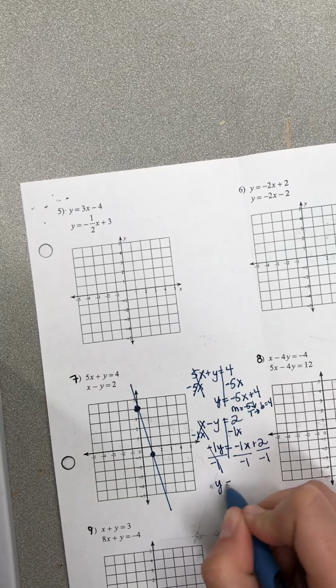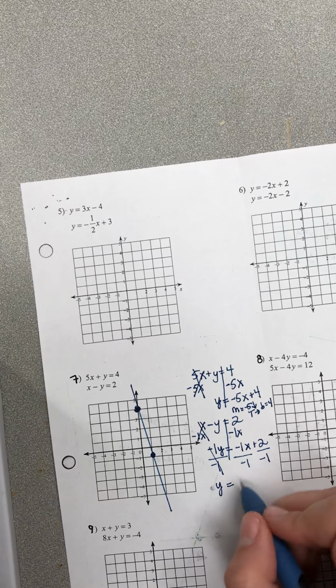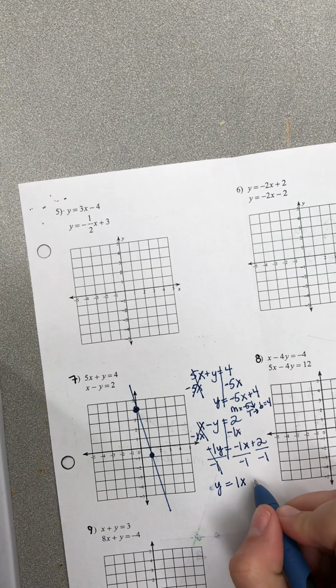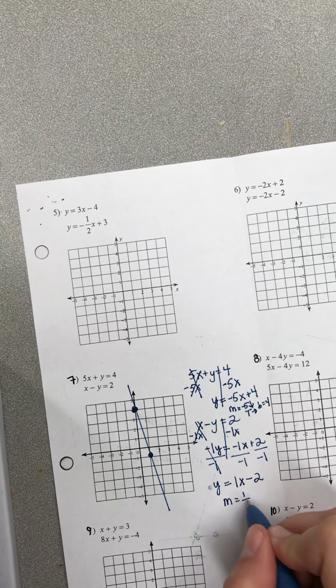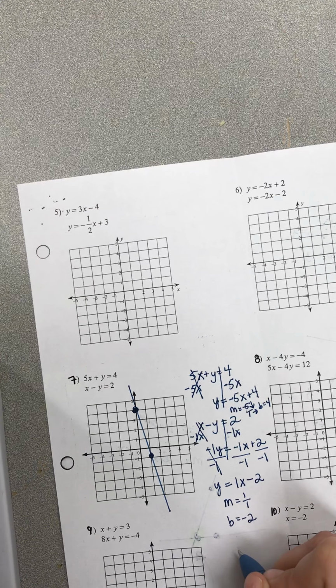They cancel and I get y equals. A negative divided by a negative is a positive, and 1 divided by 1 gives me 1. Positive 2 divided by negative 1 is minus 2. M is equal to 1 over 1. B is equal to negative 2.